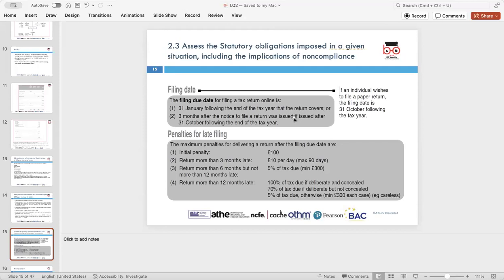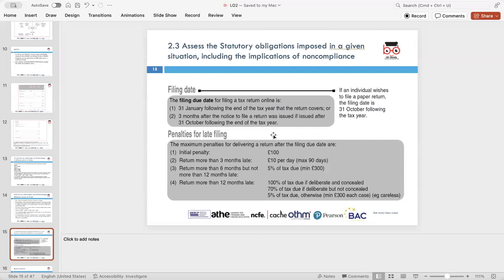Penalties for late filing can be significant if a return is submitted more than 3 months after the filing due date. There is an initial penalty of £100. Additionally, if the return is more than 3 months late, there is a daily penalty of £10 up to a maximum of 90 days, as well as a penalty of 5% of the tax due with a minimum of £300. Further delays can result in higher penalties if a return is more than 6 months late, but not more than 12 months. The penalty increases to 5% of the tax due with a minimum of £300.